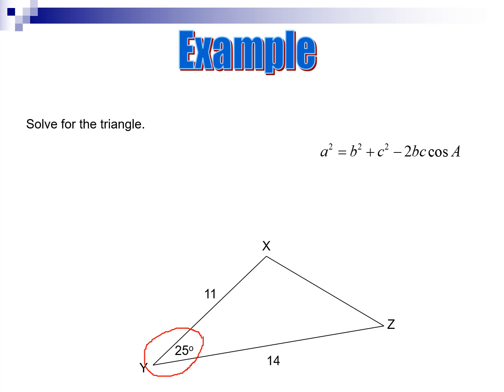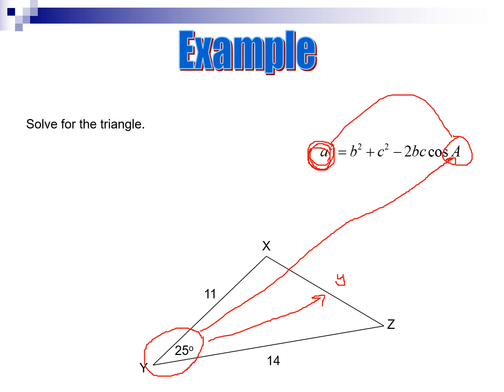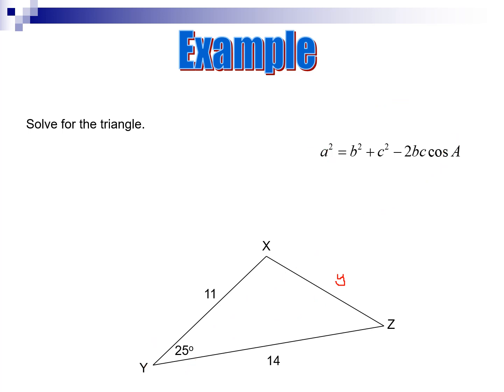That's 25 degrees, and that will go into the A. That means this has to be the one that's directly across from it. So it'll be little y. All right, so that's the only important stuff. The angle and the side across from it have to be on opposite sides of the formula. All right, so let's go ahead and fill in our formula then.